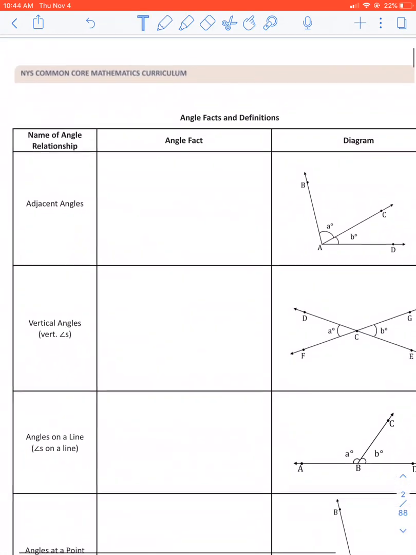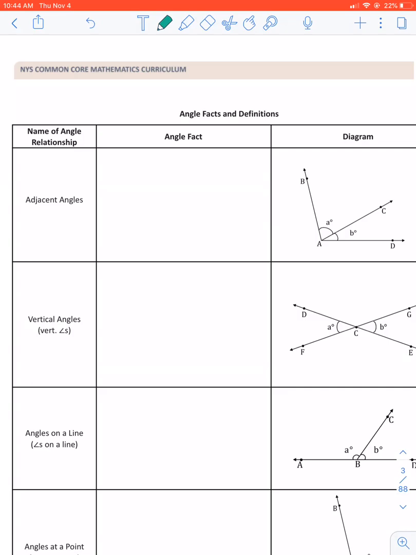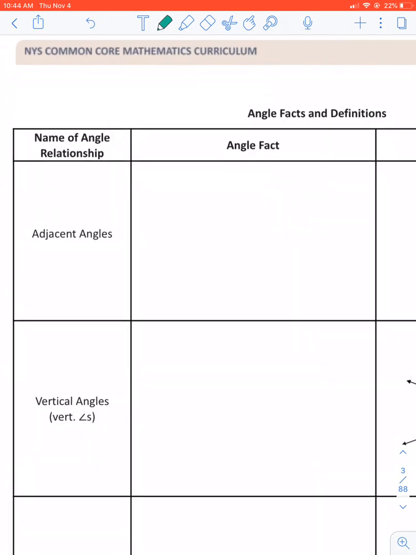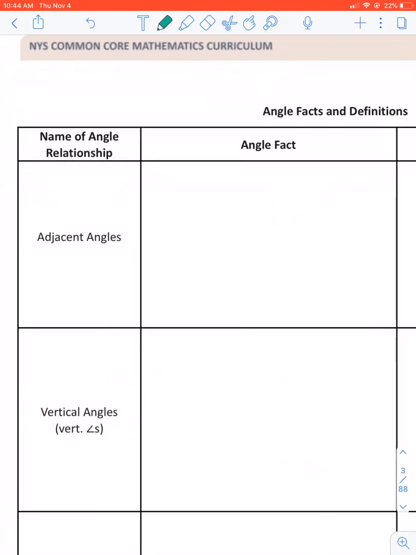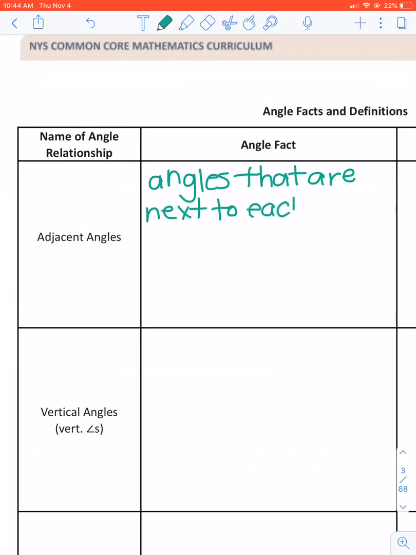All right, so now let's talk about some angle vocabulary. So adjacent angles, we're going to take some definitions. I'm actually going to make this a little bigger for myself so that I can actually write. Go ahead and copy it down, and then we're going to use the picture. So adjacent angles, these are angles that are next to each other. And share a common side.